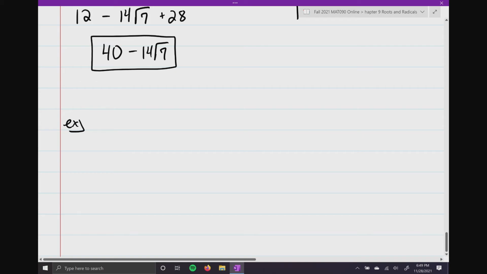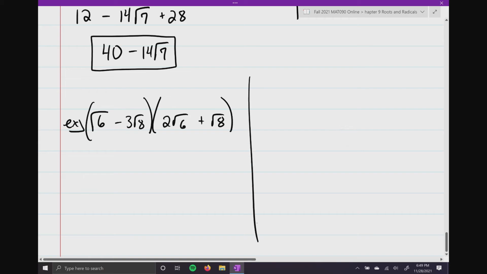How about the square root of 6 minus 3 square roots of 8 multiplied by 2 square root of 6 plus the square root of 8. Okay. Remember, I'm going to just go ahead and write my little scratch work over here to the right-hand side.